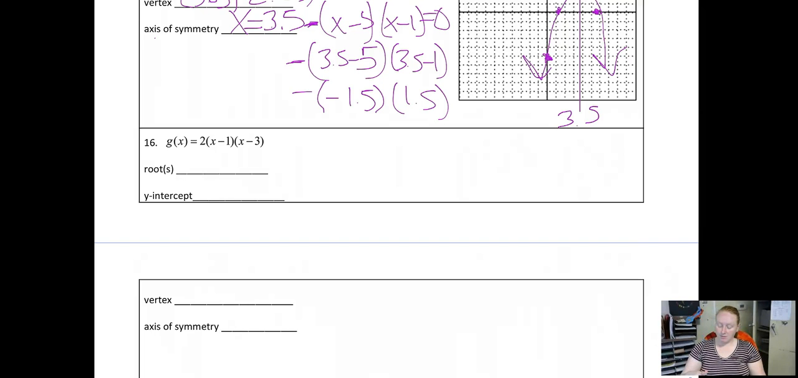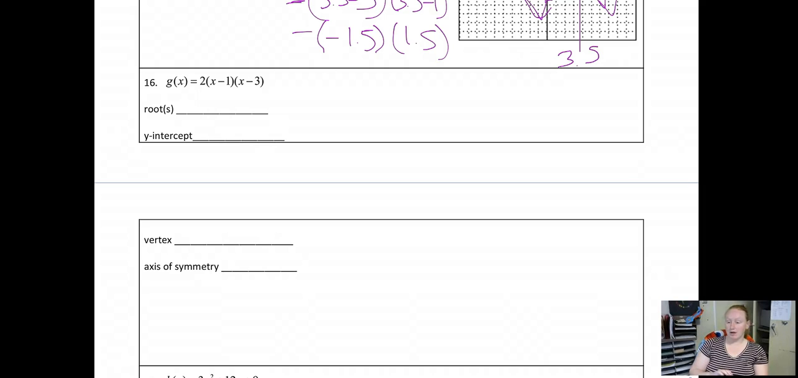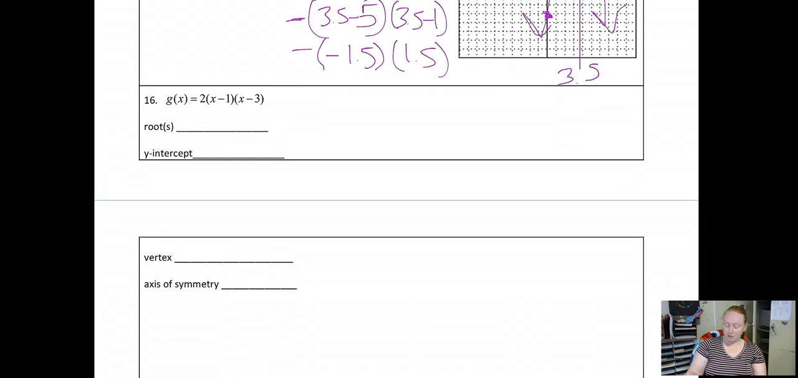Okay, so I'm starting on number 16. I'm thinking this is going to be my last video for this review sheet. So I have this given to me in factored form. So right now I can go through, do the zero product property, and get my roots.